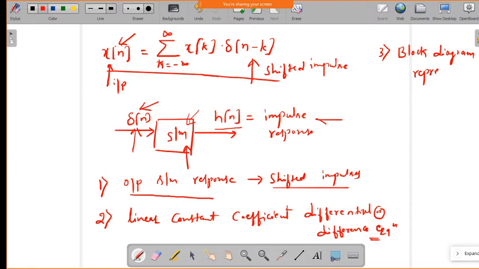Okay, so these are the three methods we will use to compute the response of the system when we give an arbitrary input signal, x of n, or in the time domain, x of t. Now we will see what the actual output of the system is with respect to the time shifted impulses.